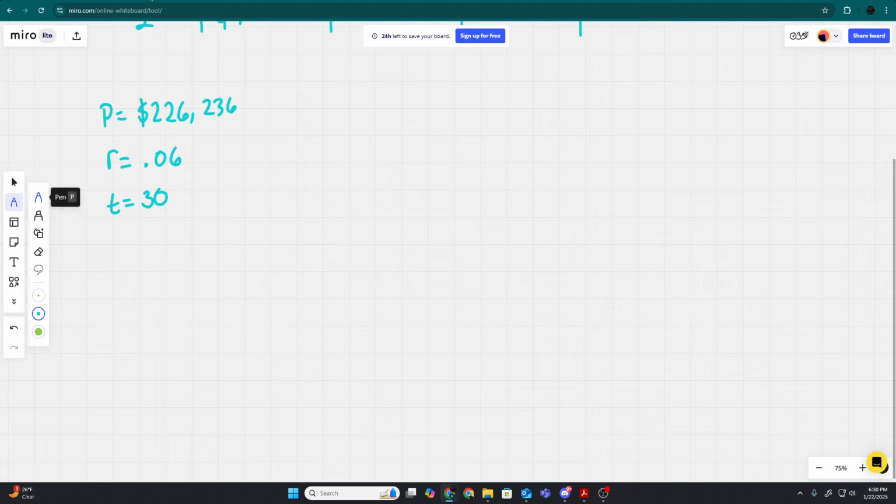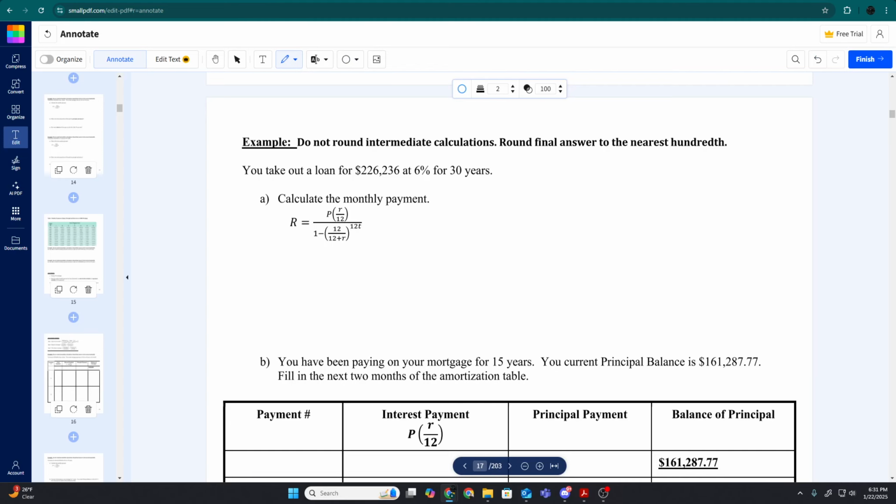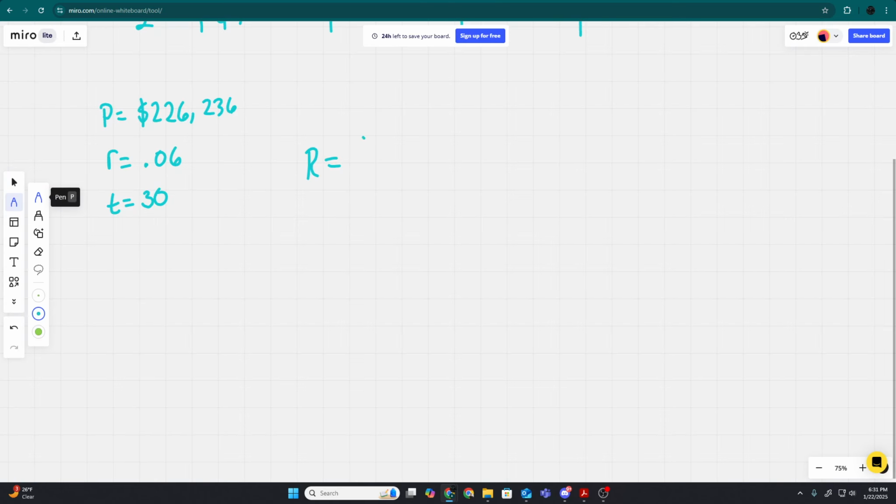So we need to calculate this payment first, and based off that payment, that's going to allow us to actually do the table. Our formula is big R equals our principal times our interest rate over 12. You should look kind of familiar. So it's going to be essentially 226,236 times 0.06 over 12. That would be the top number.